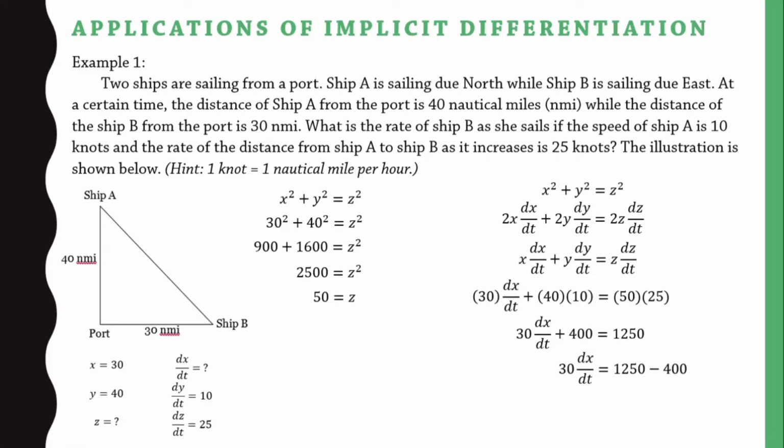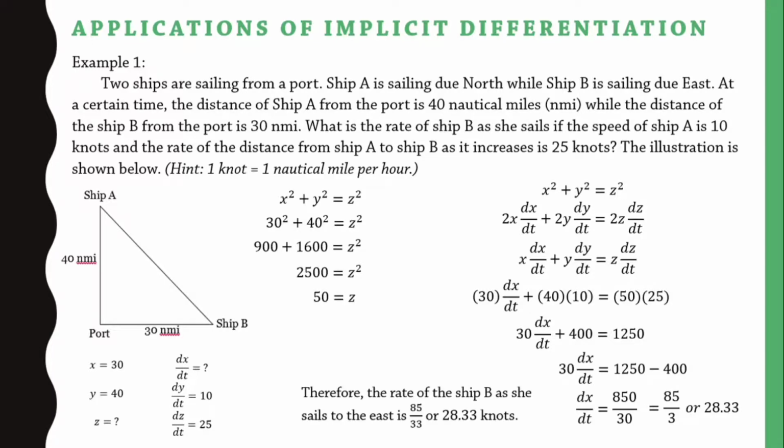Okay, so dx over dt is now equal to 1,250. Then we transfer 400 to the other side, so that's minus 400. So that is equal to 850. Then divide both sides by 30. So that's 850 divided by 30, or that's 85 over 3, or that's 28.33. Okay, so therefore, the rate of ship B as she sails to the east is 85 over 3, or 28.33 knots.